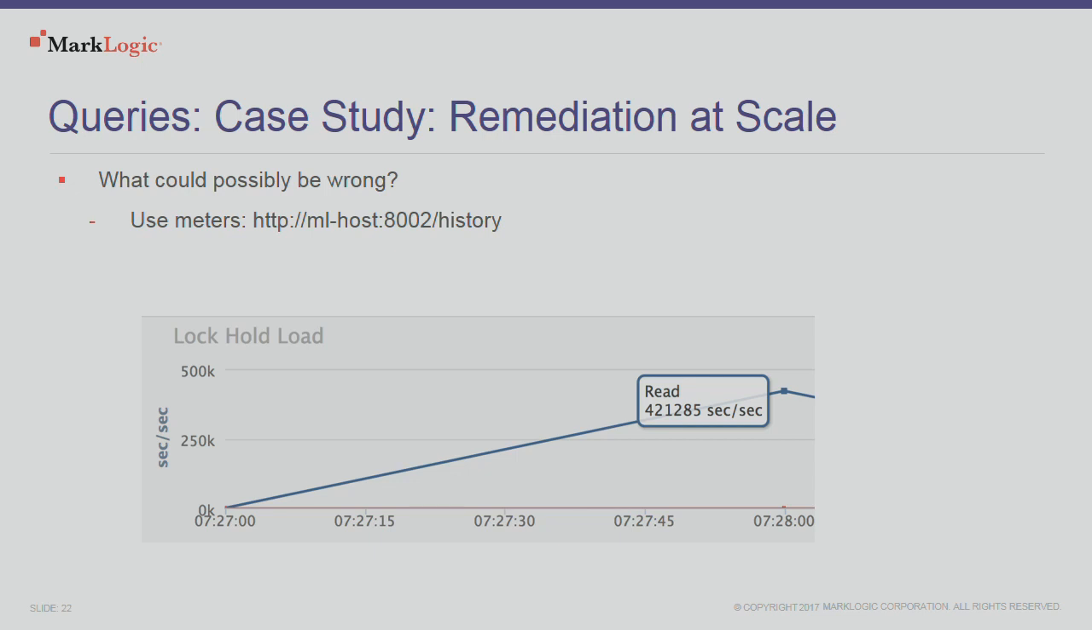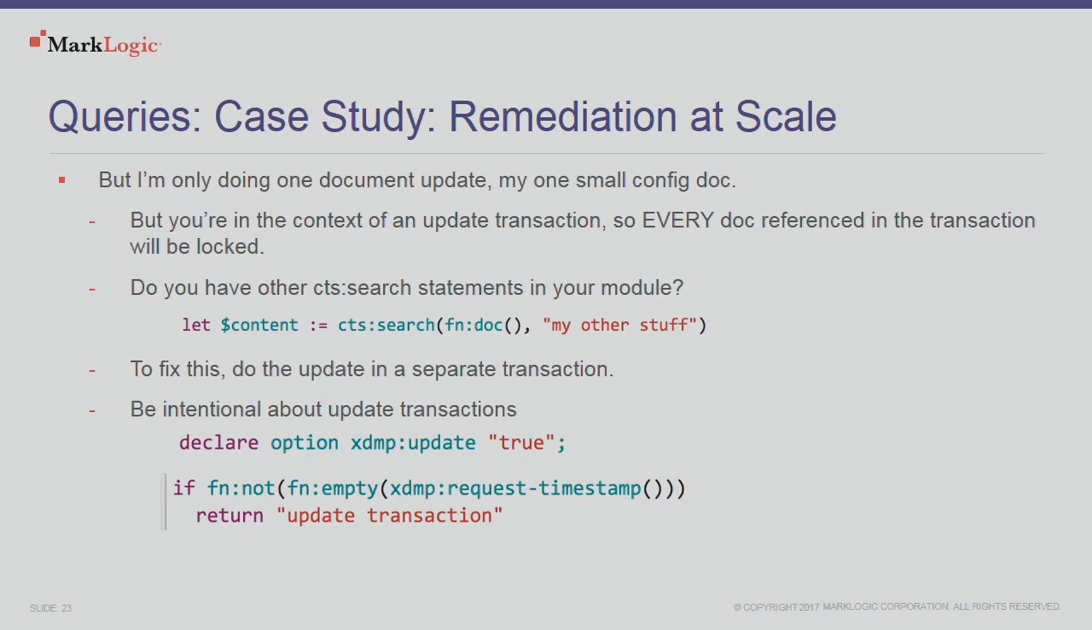And as you can see here, there's a lock hold read. So it shows you the amount of time that locks are held and also the number of locks that are being held. And all of a sudden, look at all these, I have 500,000 locks almost. What could be happening? I'm only doing one document update. Why do I have 500,000 documents that are locked?